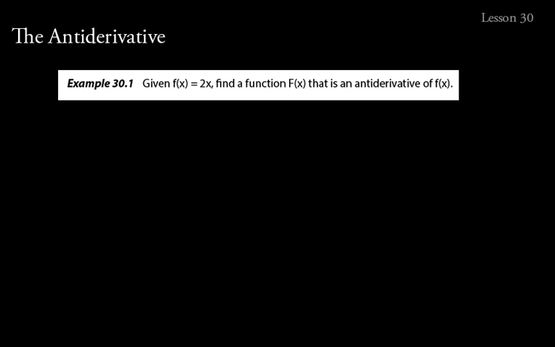Look at example 30.1. Given f of x equals 2x, find a function F of x that is an antiderivative of f of x. This might be something you want to write down. To do this, think: what function, if I took its derivative, would get me back to f of x? What would get me back to 2x? It's what we've just been doing, but think also of the definition, which states that the antiderivative of f of x is a function capital F of x plus c whose derivative equals f of x.